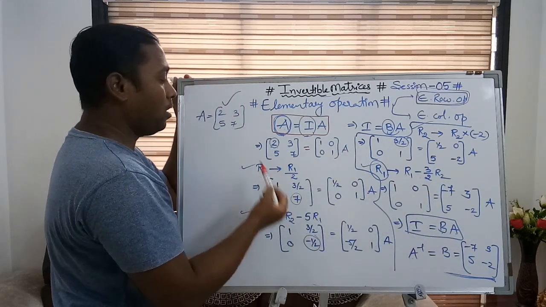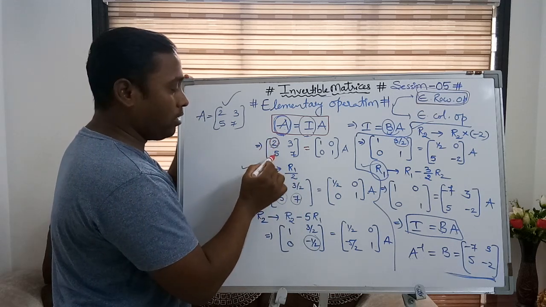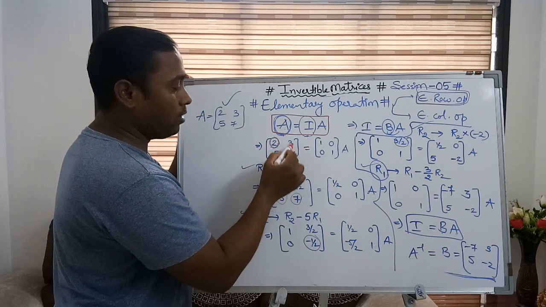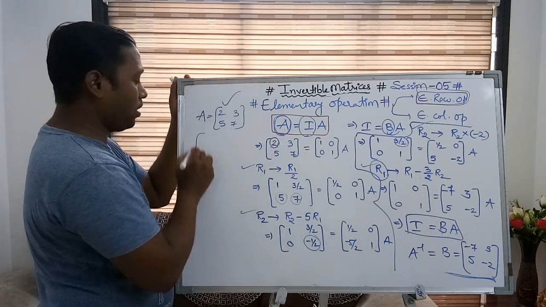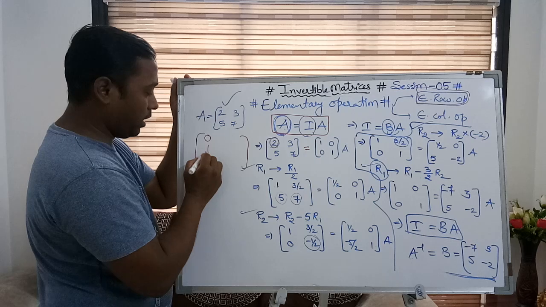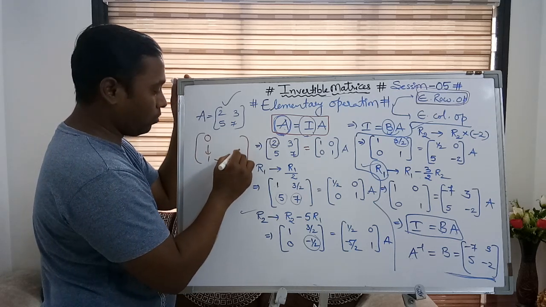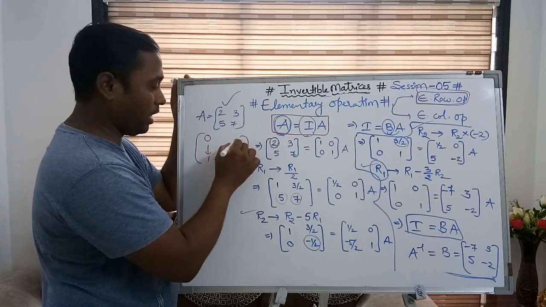And thereafter, what is the methodology? First we'll make it 1, then 0, then 1, then 0. What was the sequence? Remember, first we require 1, and then we'll move to make it 0, then we'll move to make it 1, like this.